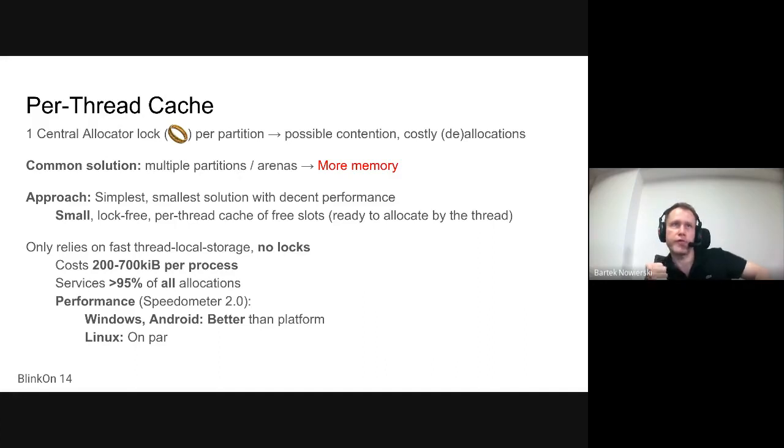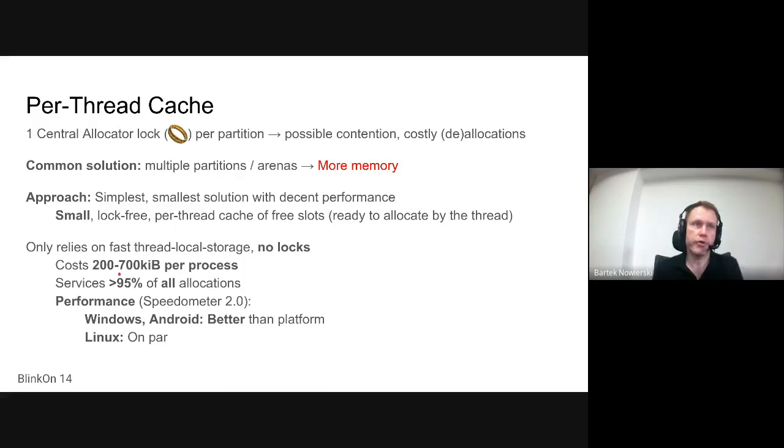And we think that per-thread cache was a great choice for that. It's lock-free. It stores a list of free slots ready to be grabbed by a thread in thread local storage. And obviously, since it's a cache, it increases memory usage. As I said, increasing memory usage is not good, but empirically we figured out it costs us only between 200 and 700 kilobytes per process, which is something we can live with. And with that little of a memory investment, we got an amazing cache hit rate of over 95%.